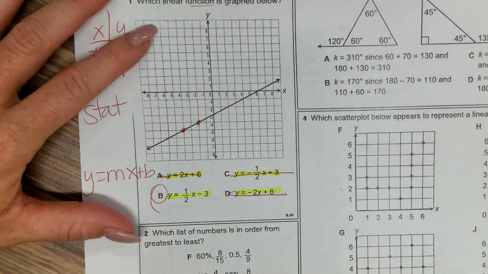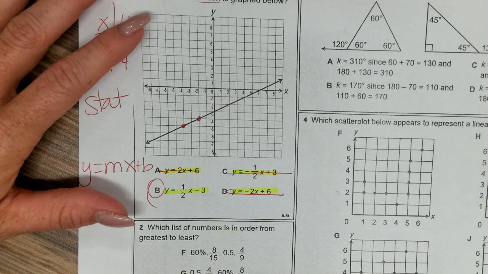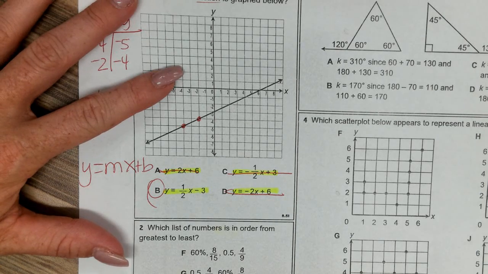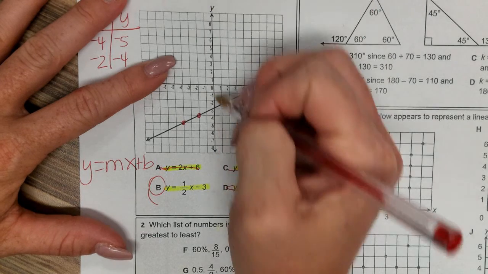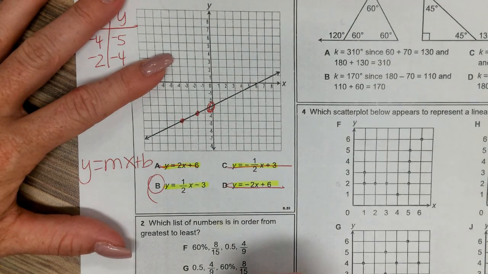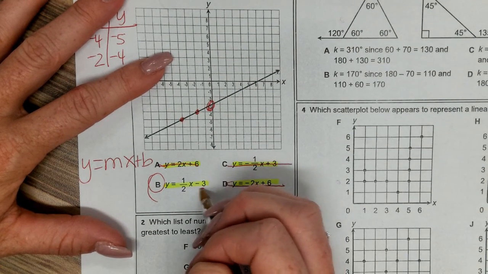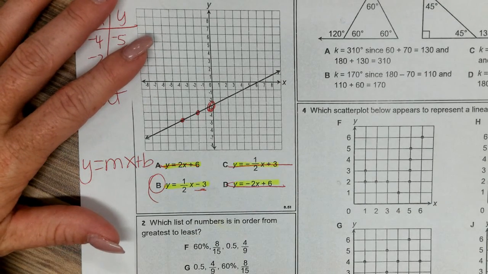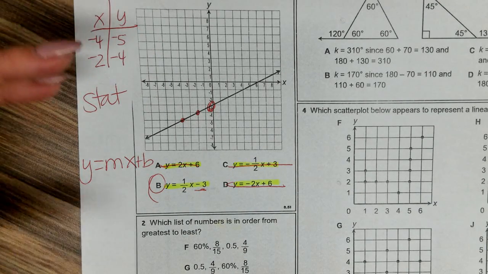Now, the other way you could have done this was simply by looking at it and saying, hey, guys, everybody look. The y-intercept is what? Yep, so right there I would have known that was the answer. I didn't even have to use stat. So there's more than one way to do this.